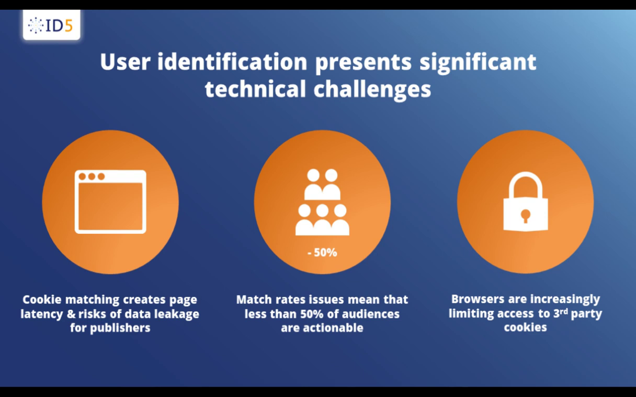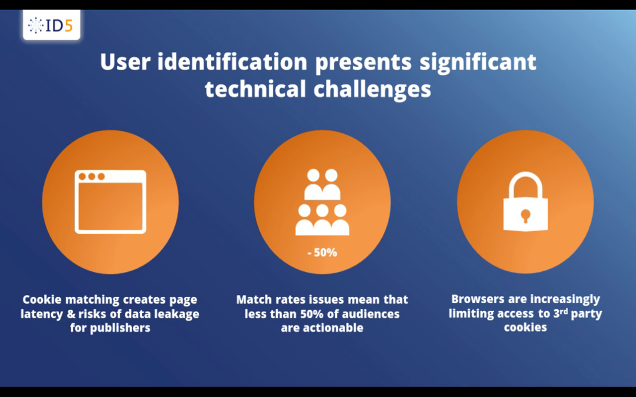The second is that because we have to go through matching, which is a client-side process, which creates lots of losses in translation, we end up with a very small portion of the audiences that are actually identifiable end-to-end.